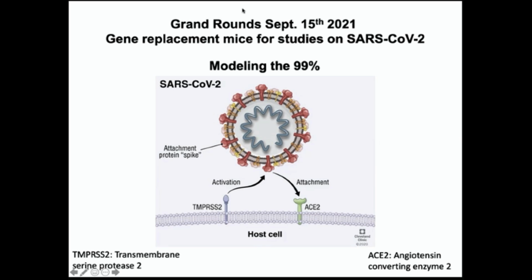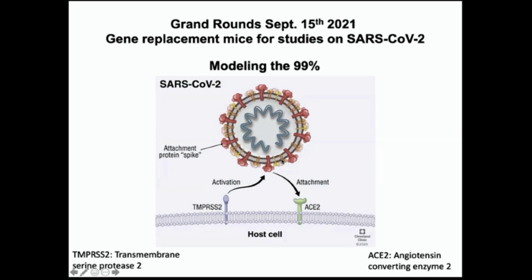I'm gonna have to move this out of the way. There we go. So this was a project that a group of us, several people in lab medicine and pathology, started last year to generate a new mouse model for studies on SARS-CoV-2 infection. And modeling the 99% is in part, I guess, a tribute to the anniversary of Occupy Wall Street, but there's a more scientific reason for that title as well.